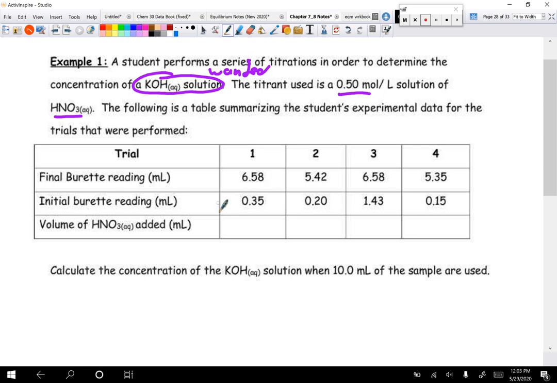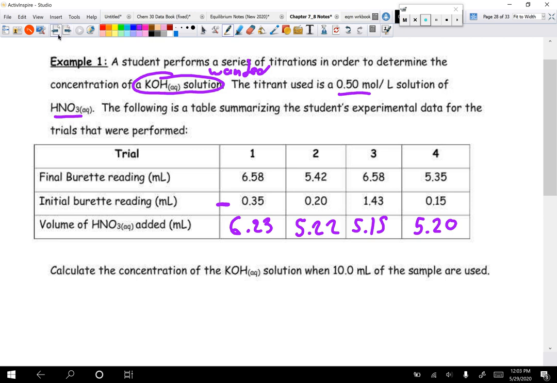So to get the total, we just subtract final minus initial to get what was added. When we subtract 0.35 from 6.58, we get 6.23 milliliters added. We're going to do this for all the trials. For trial 2, the student added 5.22 milliliters. For trial 3, the student added 5.15 milliliters. And finally, for trial 4, the student added 5.20 milliliters.